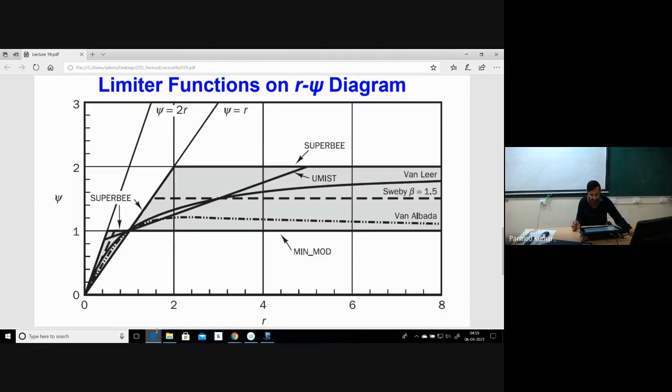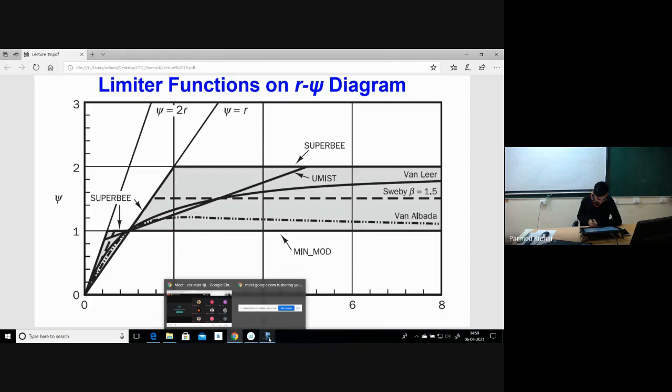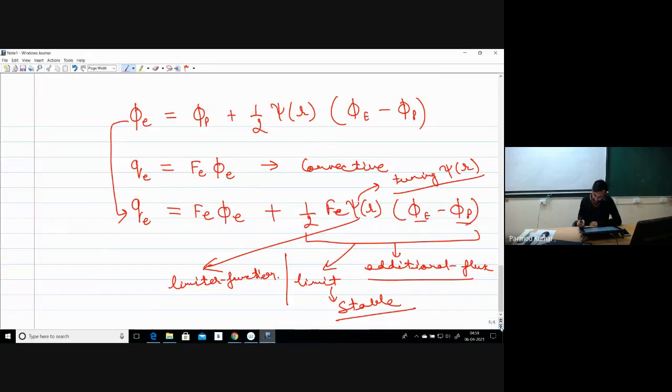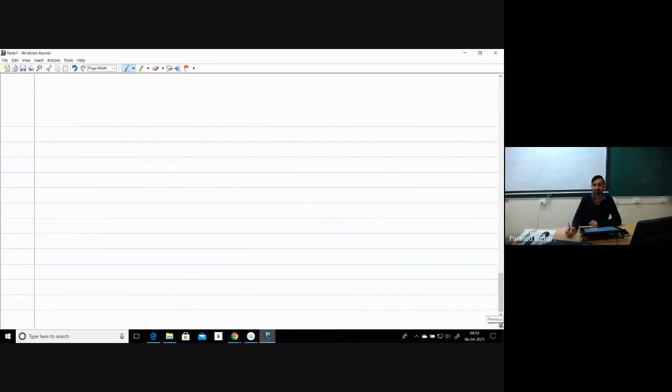So we have a number of limiter functions, and these are some of the popular ones which meet the requirement of second order accuracy as well as stability, and they are used in our commercial as well as open source CFD packages. Okay, is this point clear? How TVD schemes are fundamentally derived? Yes, sir.